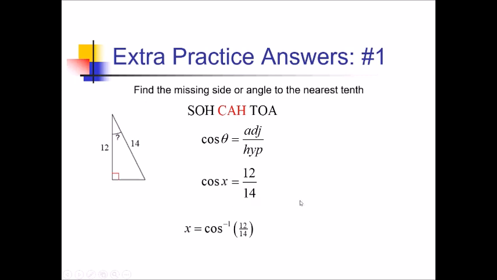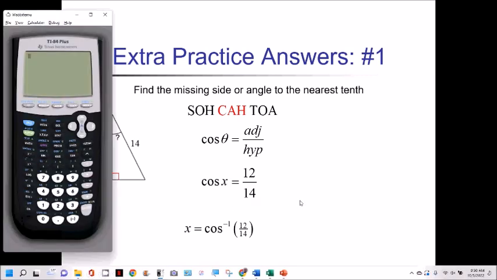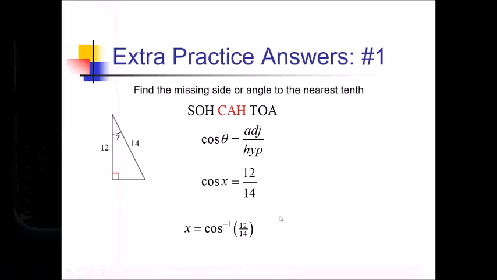And let me use the calculator to see what that is. So on the calculator, let me go to second cosine, and we'll do 12 over 14. And my calculator is hopefully in degrees mode for this. So that's going to come out to 31.0, and that's degrees.